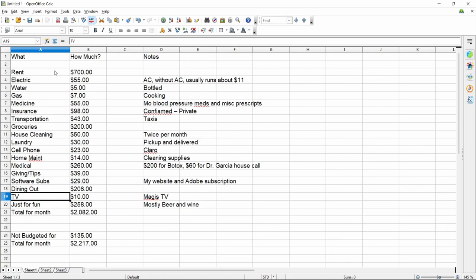That's a nice little service to have. If you come to Manta, and I think you can probably get it anywhere in Ecuador, and you want to get hooked up for American TV programming, let me know. I'll hook you up with this guy. Then I have just for fun, $258. And like I said earlier, that's mostly beer and wine. Total for the month, $2,082.